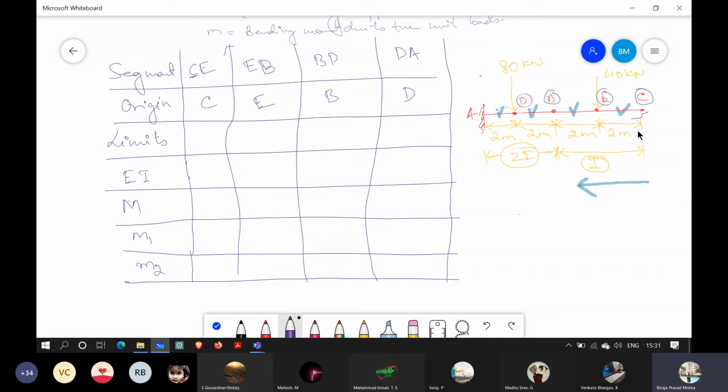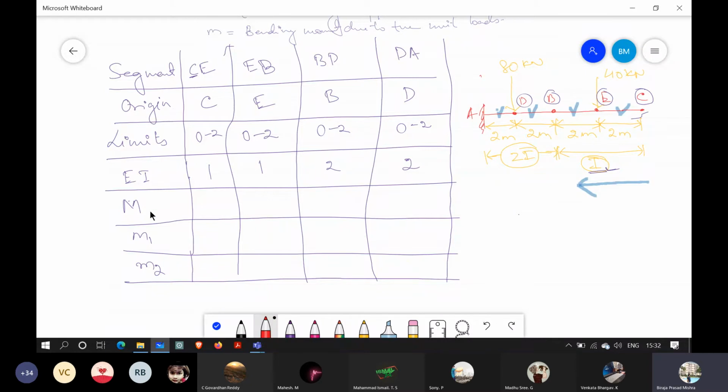Now the limits means the length. CE is 2 meters, so the limit is 0 to 2. EB is again 2 meters, so the limit is 0 to 2. For BD the limit is again 0 to 2, and for DA again 0 to 2. Now the EI value for CE and EB is 1 only, and for the last ones EI is 2.